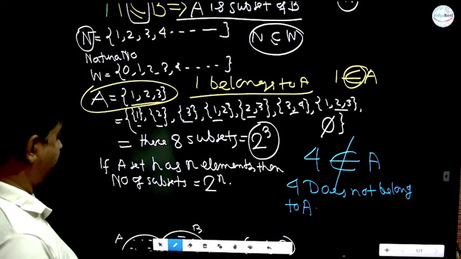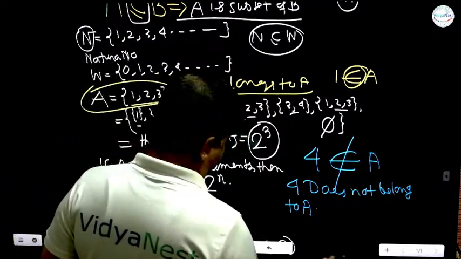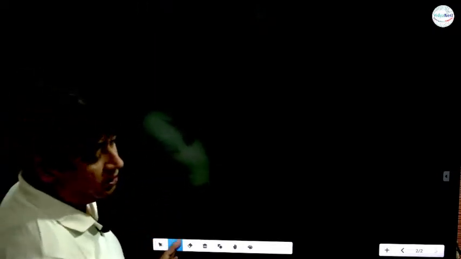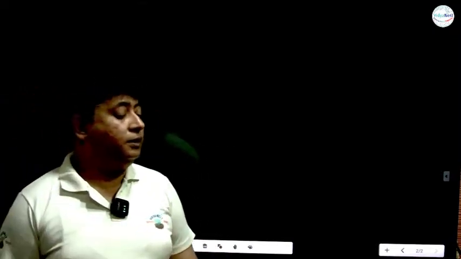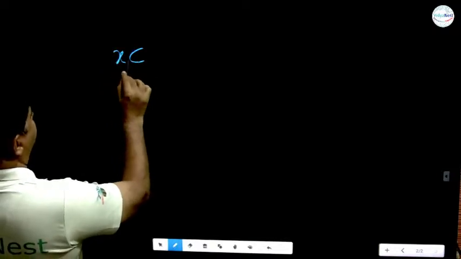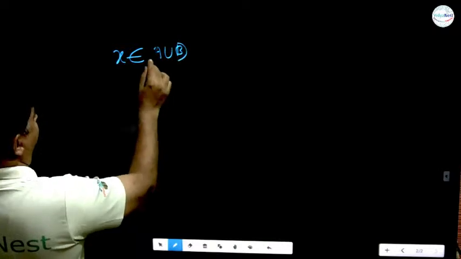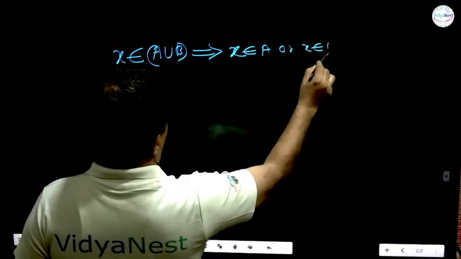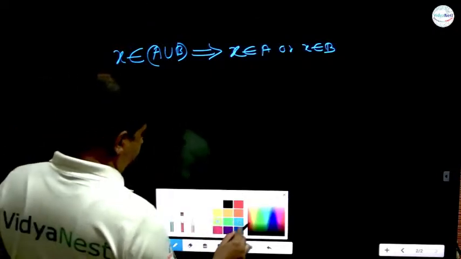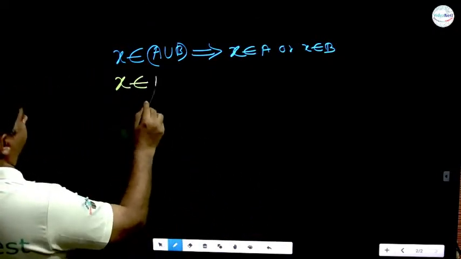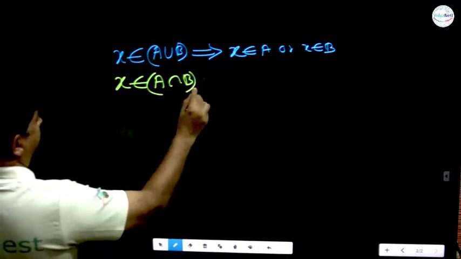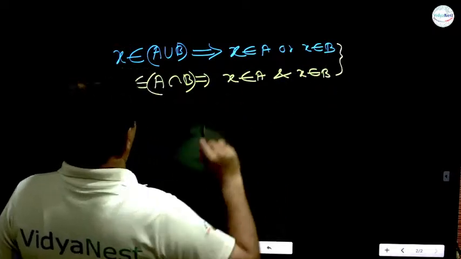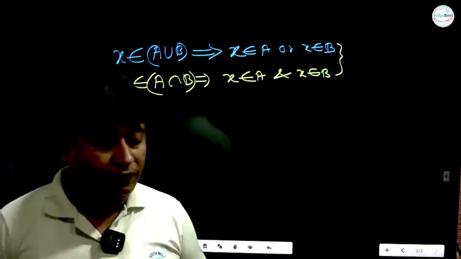Four does not belong to A. Now, once I come to know union means or and intersection means and, then if I get X belongs to A union B, I can say X belongs to A or X belongs to B. If I get X belongs to A and X belongs to B, that means intersection. So union and intersection gives us that conception.